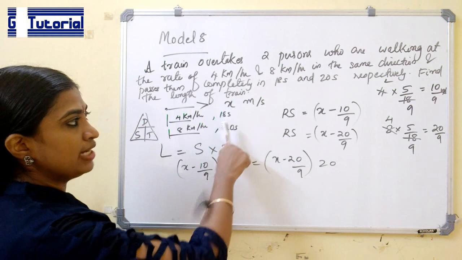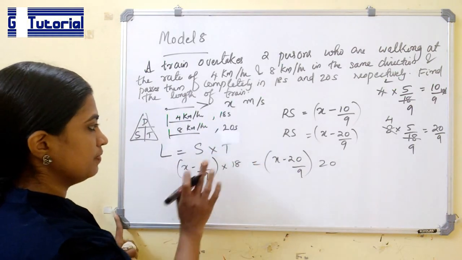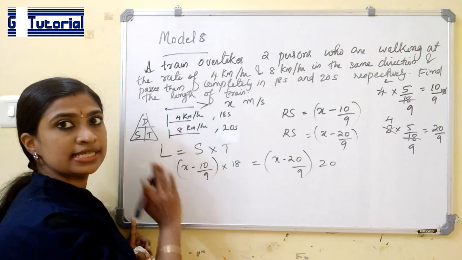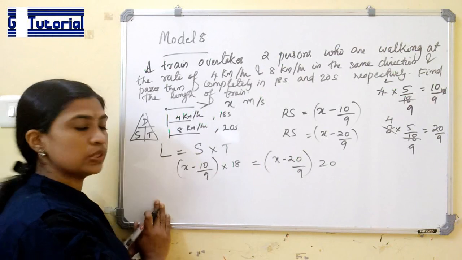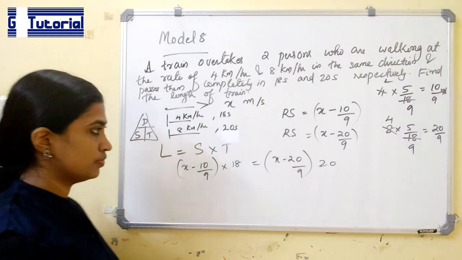X is the speed, and substituting it in either of the formulas, speed into time, we will get the value of length. This is the normal procedure for solving this type of problem. Now we can move on to the shortcut.